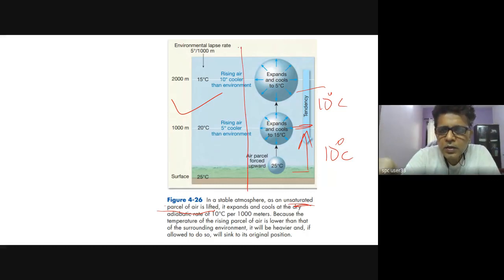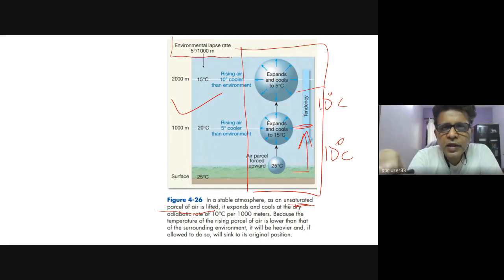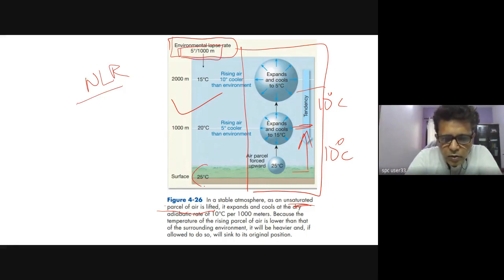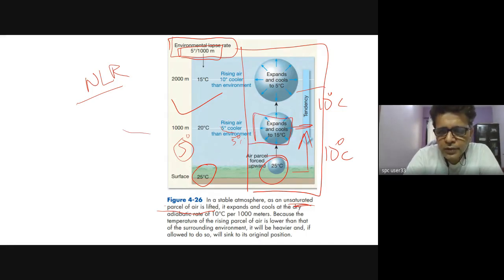Now, why is this temperature lower? Because here you'll see that the environmental lapse rate, that's the normal lapse rate, is 5 degrees. This also starts at 25, this also starts at 25. But at 1000 meters, this has cooled by 10 degrees. However, this has cooled by 5 degrees only. So there is a difference of 5 degrees here, and this rising air is cooler than the environment.